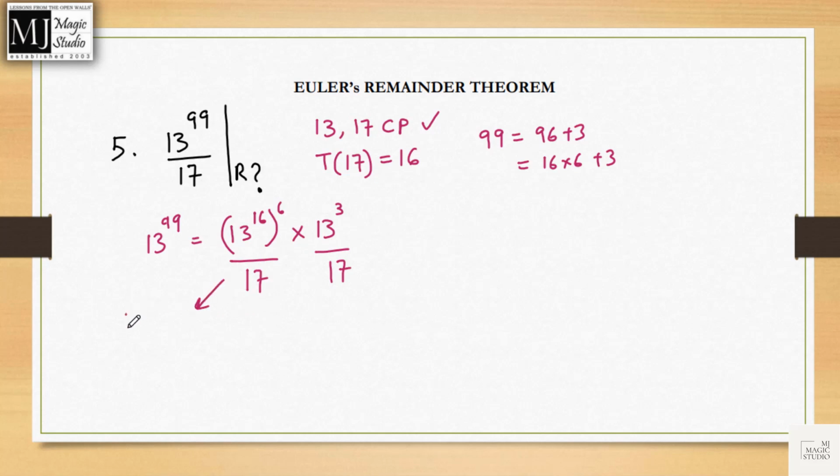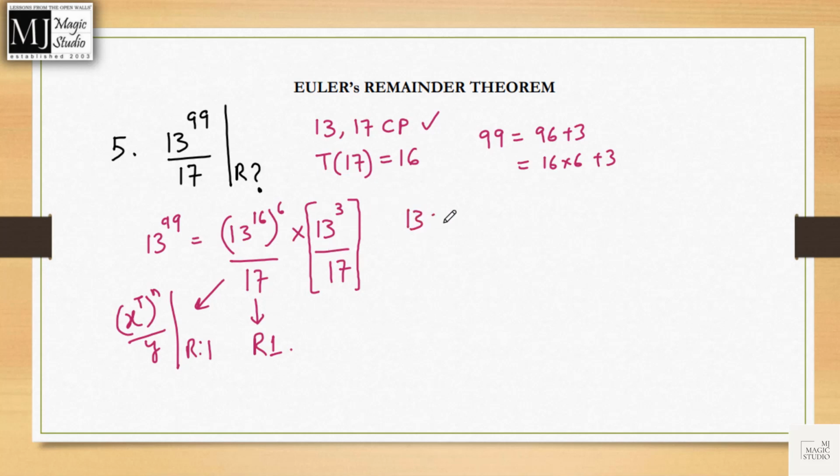The first part falls into the format of (x to the power t) whole to the power n divided by y. In that case, remainder is 1. So remainder for the first part is 1. Bingo. We are done with this. We just need to find the remainder of the second part and then we'll multiply both the remainders.